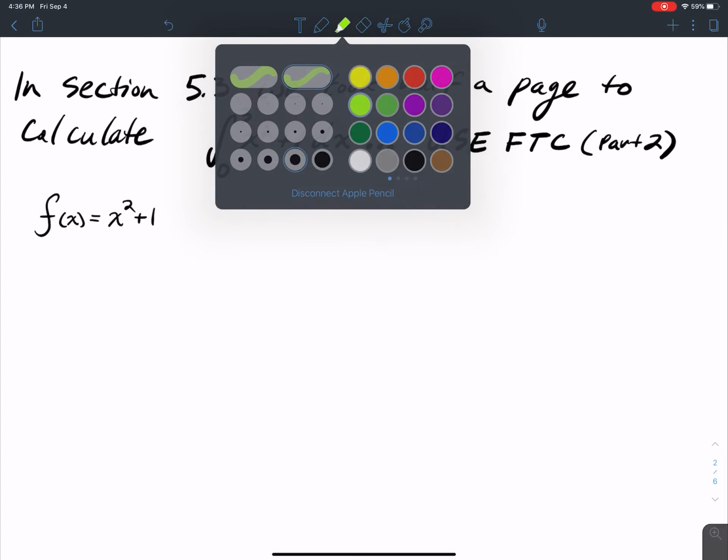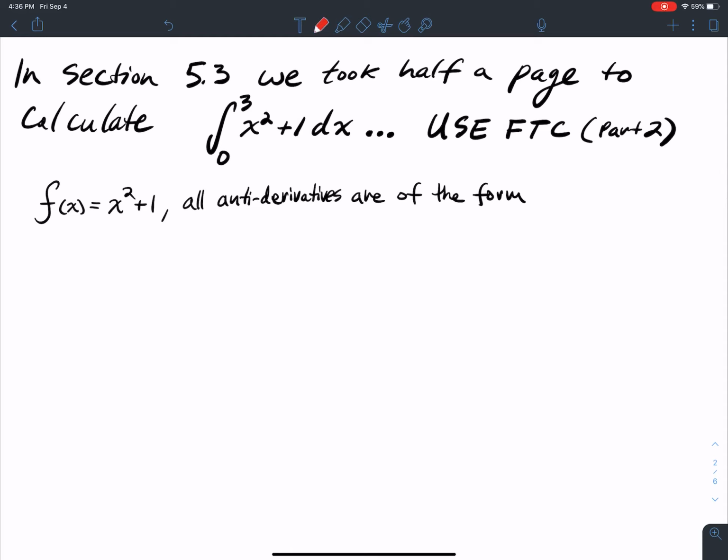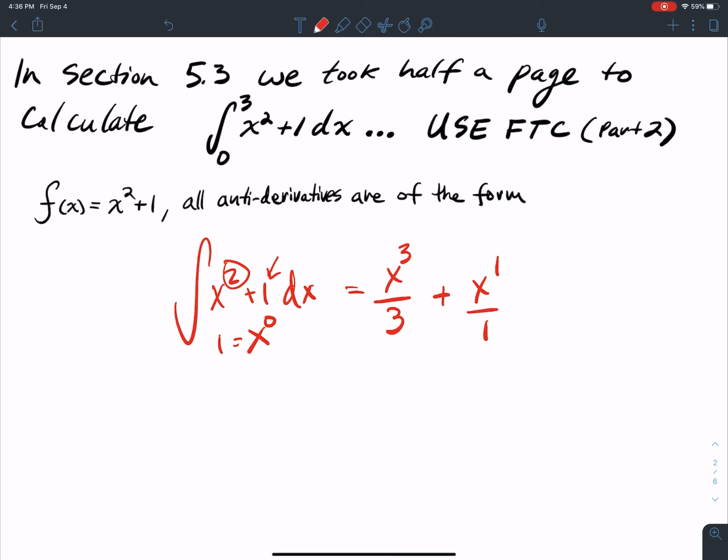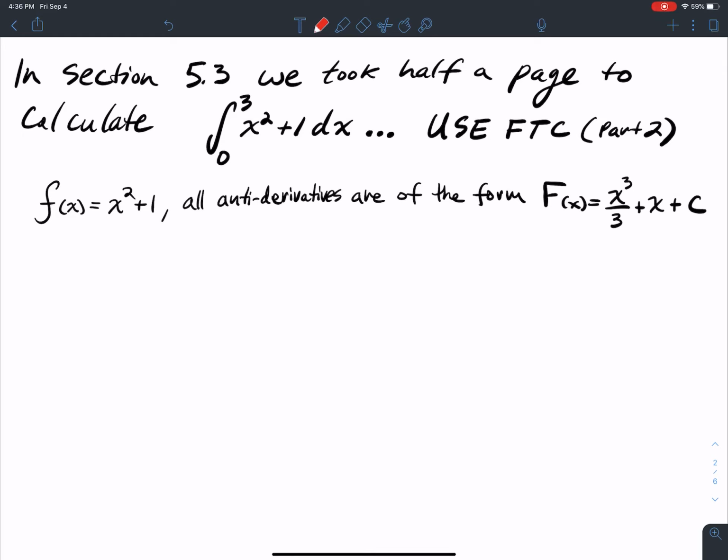So if I integrate little f, all right, what does that look like? The integral of x squared plus 1 dx. I add 1 to the exponent and divide by it. And for the 1, right, x to the 0 is equal to 1, so I add 1 to the exponent, and then I divide by it, and then I plus c. So all of my antiderivatives are in the general form: capital F of x equals x cubed divided by 3 plus x plus c.